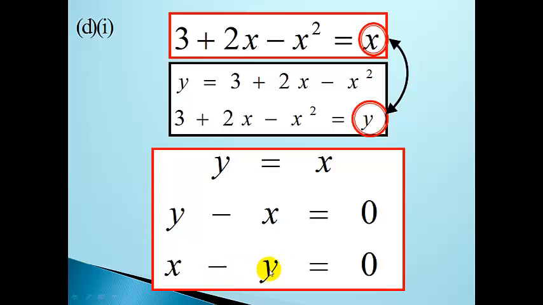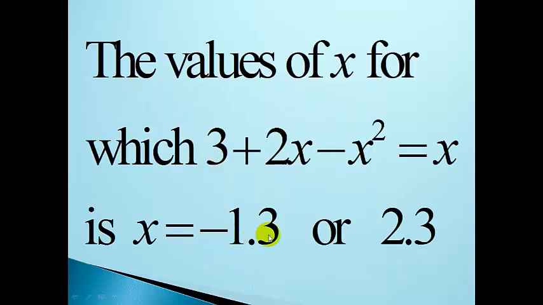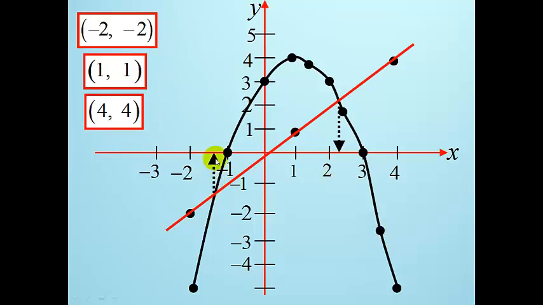So now, after drawing our straight line, solving for this means we look at the point of intersection of the curve and the line and trace it to the x-axis. And when we locate this on the graph, we have x equals minus 1.3 or 2.3. That is, we have x equals minus 1.3 or 2.3.